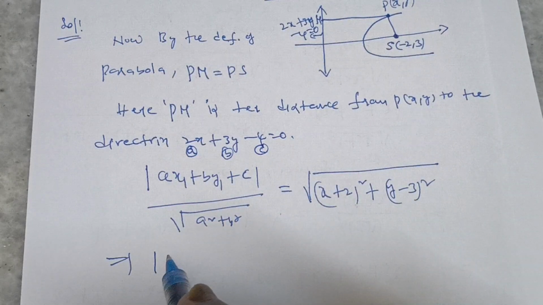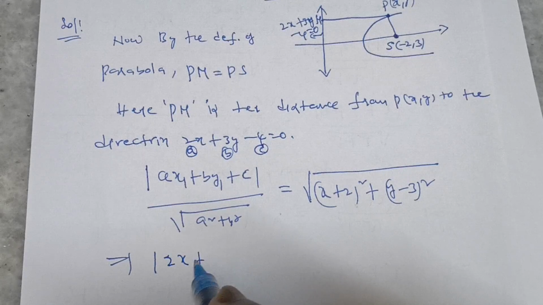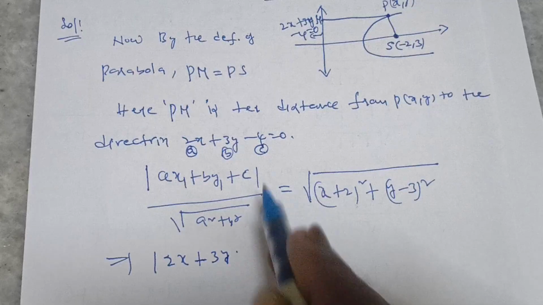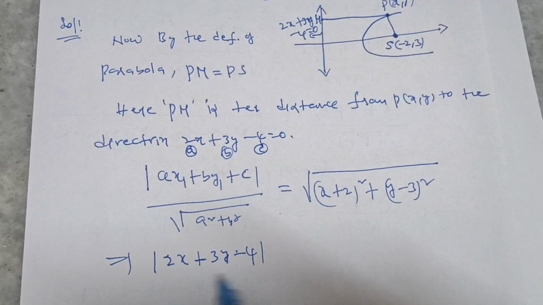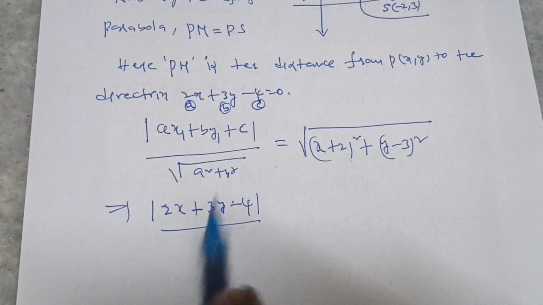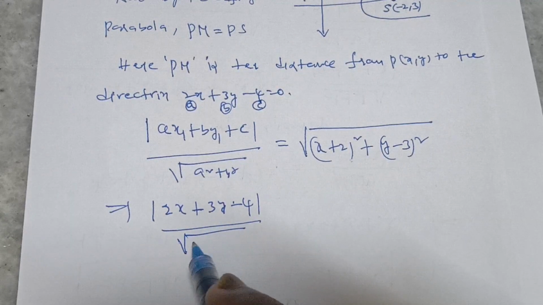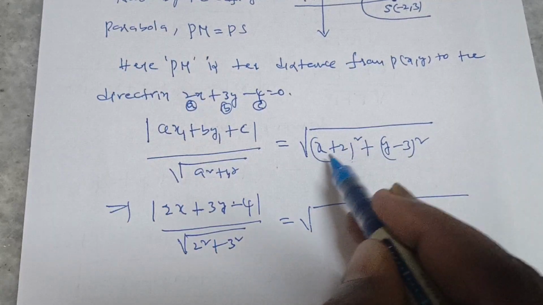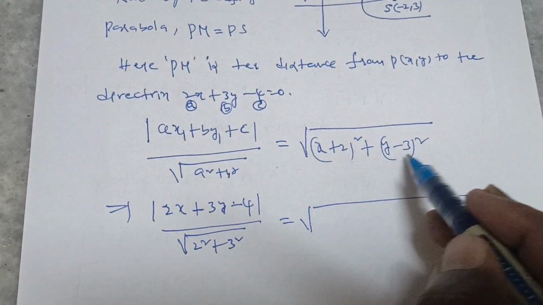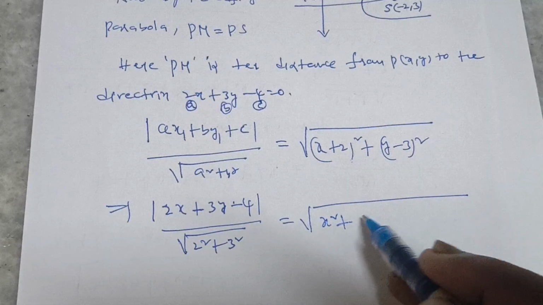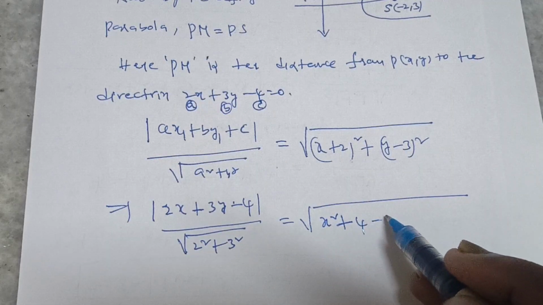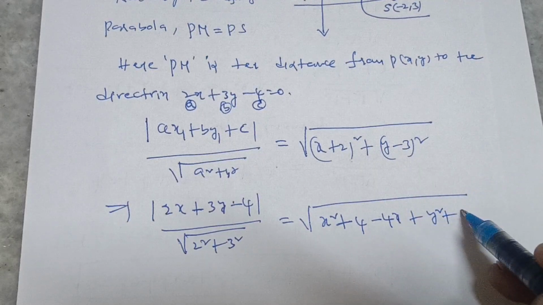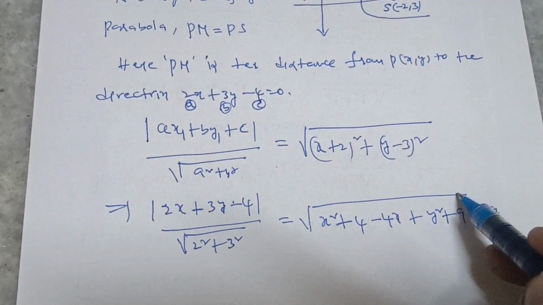So |2x + 3y - 4| divided by the square root of 2 squared plus 3 squared is equal to the square root of x squared plus y squared, using the (a + b) whole squared form for one and the (a - b) whole squared form for the other. a squared plus b squared means 4, plus 2ab, and 9, minus 6y.